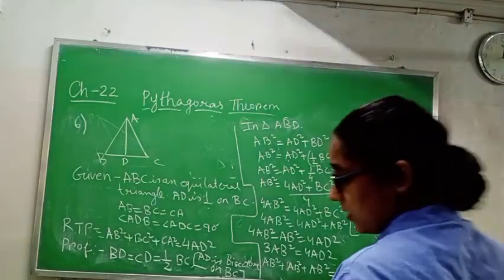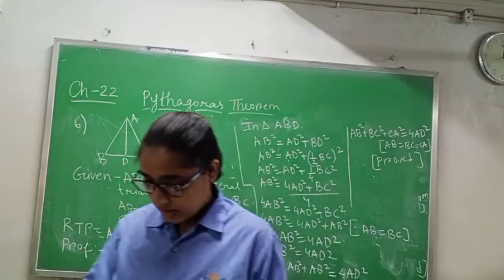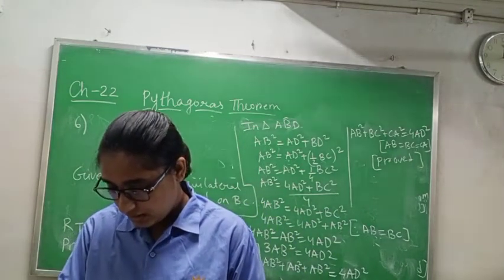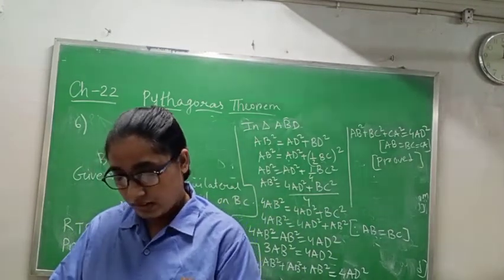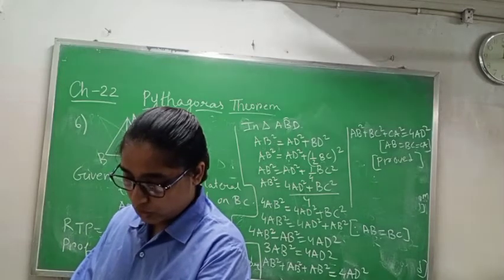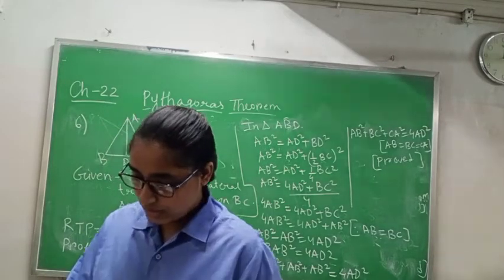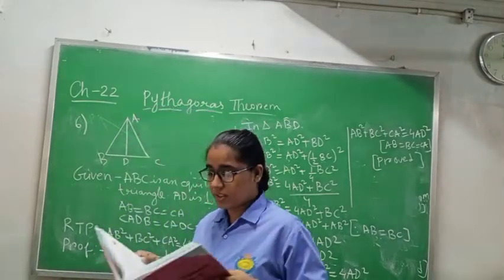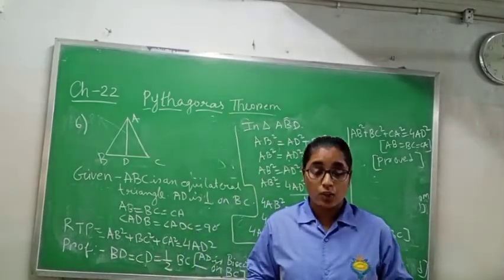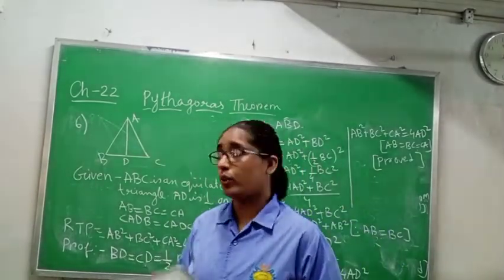Now class 10, see question number 6. It is written ABC is an equilateral triangle. AD is perpendicular on the side BC. Let us prove that AB square plus BC square plus CA square equals to 4AD square.